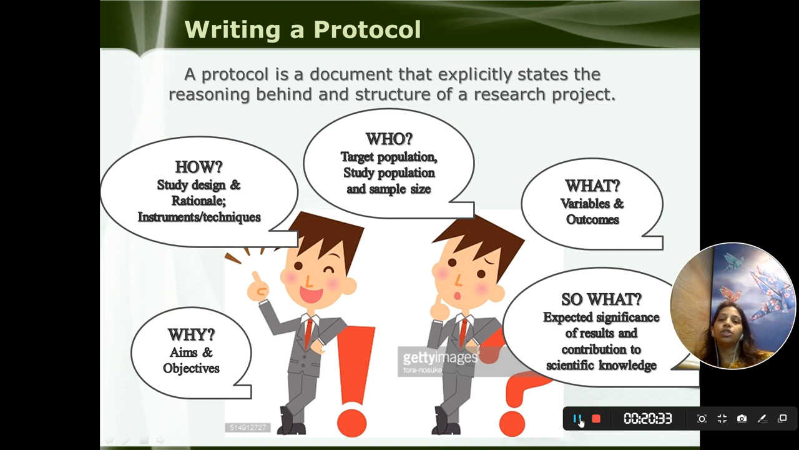What is next is what, that is what are the variables and what are the outcomes which you are expecting, what variables you are going to measure when you are going to conduct your study, and what are the different outcomes.